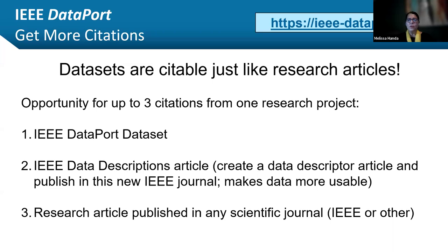We're not exclusive to just using IEEE. We know there are other journals where you can write a data descriptor article, but then again, you still have that opportunity for a citation. And then finally, if you have a research article published in IEEE journals or other journals, again, you have that third opportunity for a citation. So I think it's very beneficial if people think of this three-way approach. You'll certainly be supporting research reproducibility, and you will be giving yourself an opportunity for more citations.